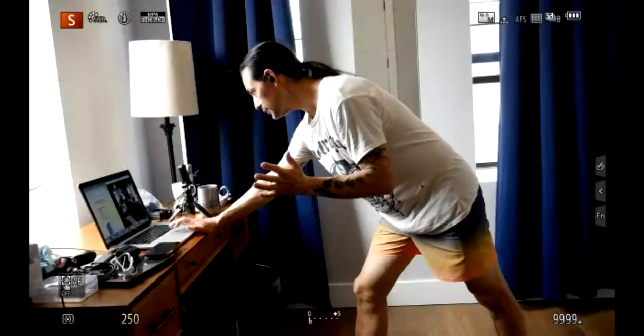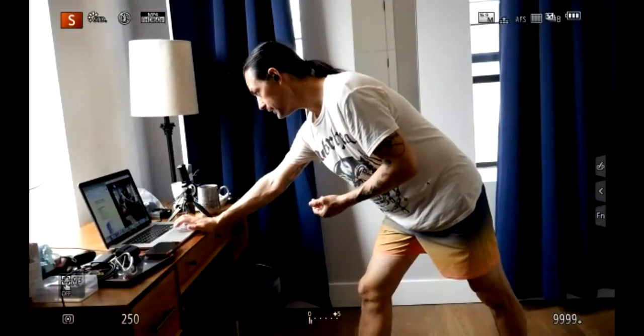That's better. Guys, I'm still learning how to use this camera. It's a lot smarter. It's a lot more complicated than I am.